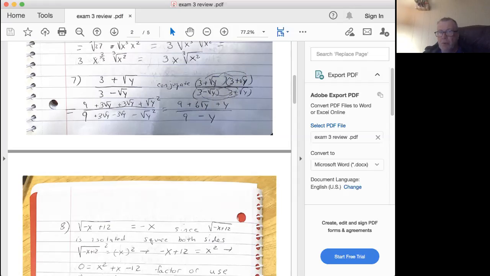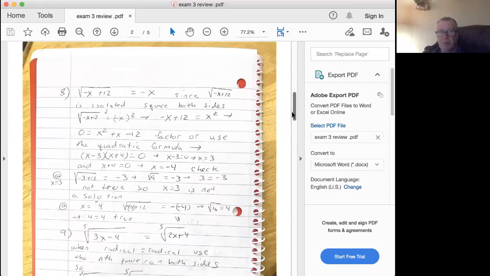In the denominator, we multiplied it also by the conjugate of the denominator. So we get 3 times 3 is 9. 3 times the square root of y is plus 3 square root of y. Minus square root of y times 3 is minus 3 square root of y. And minus square root of y times square root of y is minus square root of y squared. Squares and square roots cancel off, giving us minus y. Plus 3 square root of y minus 3 square root of y are like terms with like radicals. They subtract out to be 0, so we're left with the 9 minus y. That effectively gets rid of the denominator's square root.